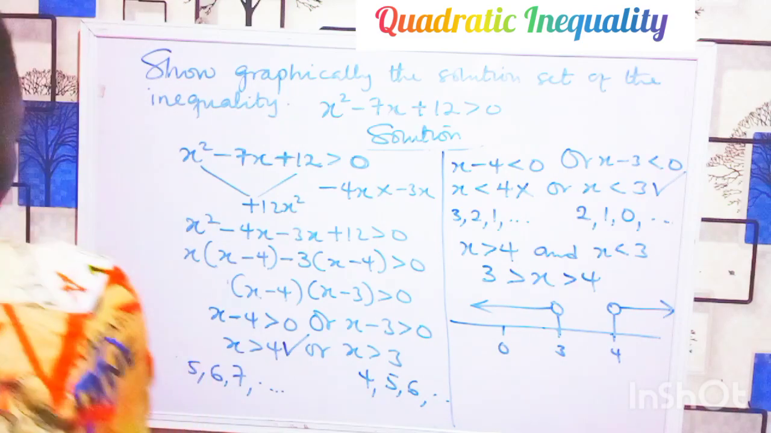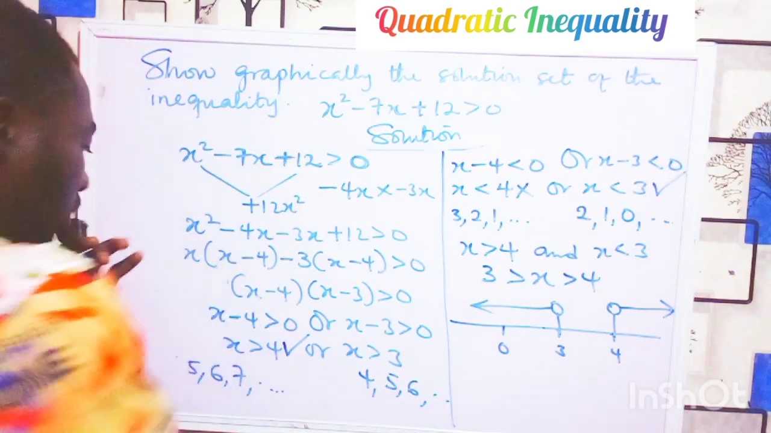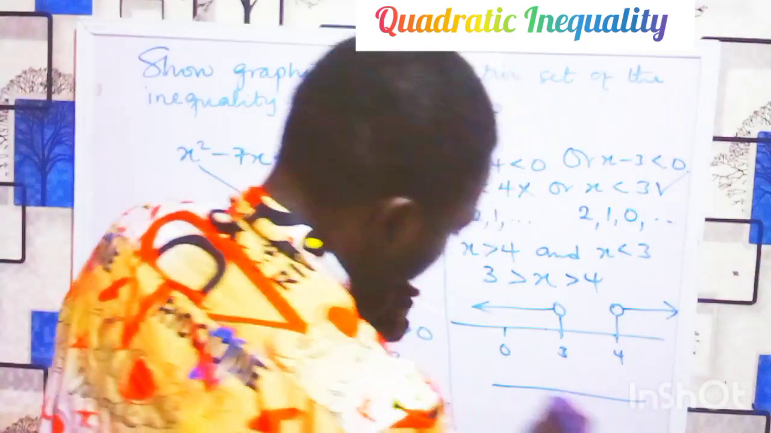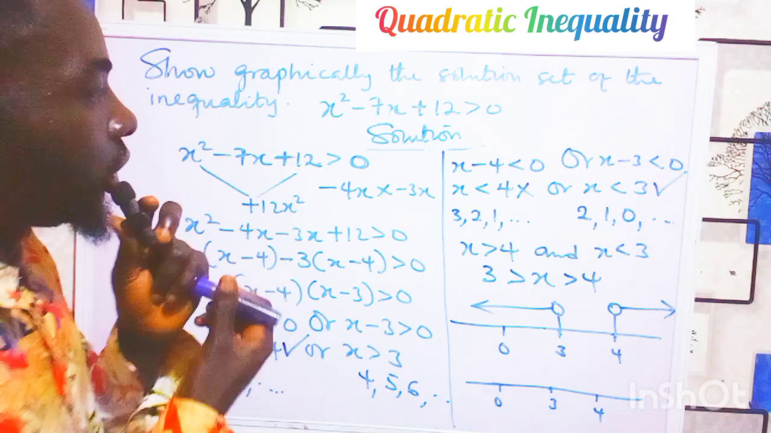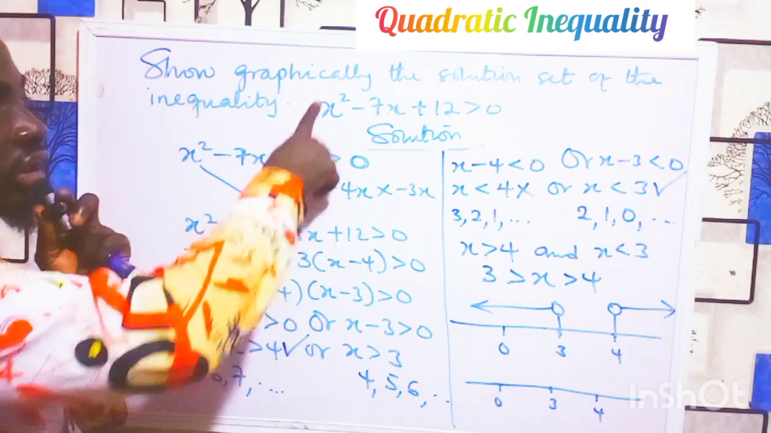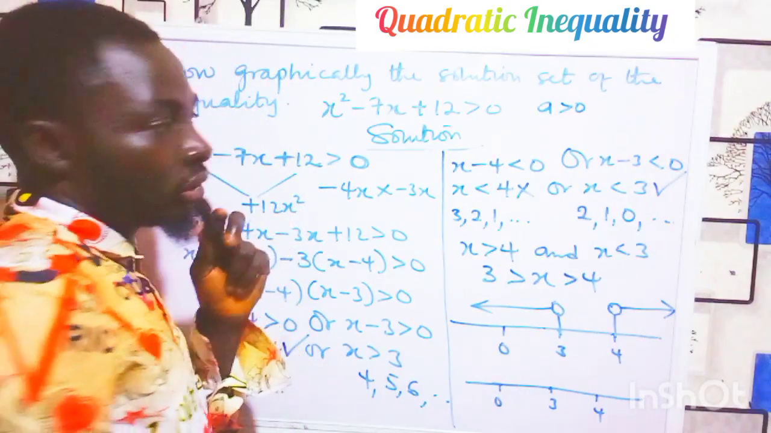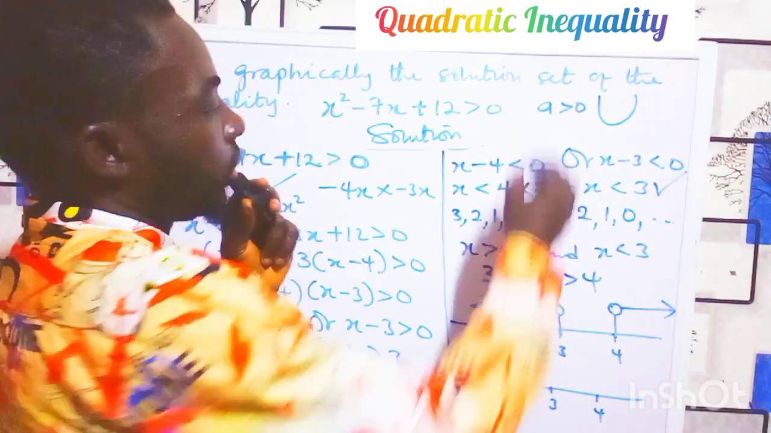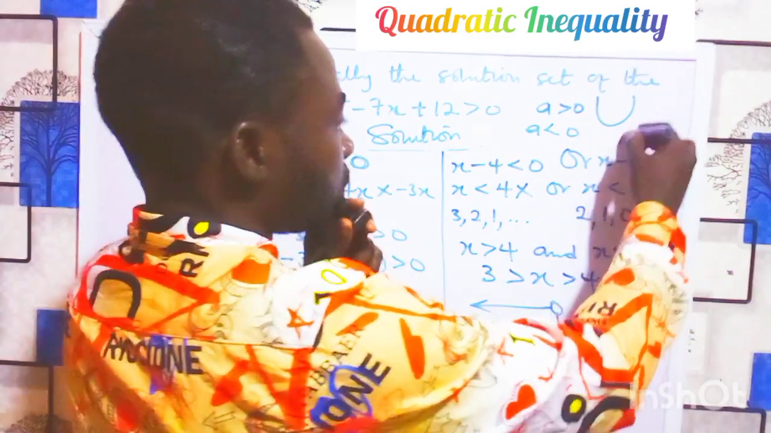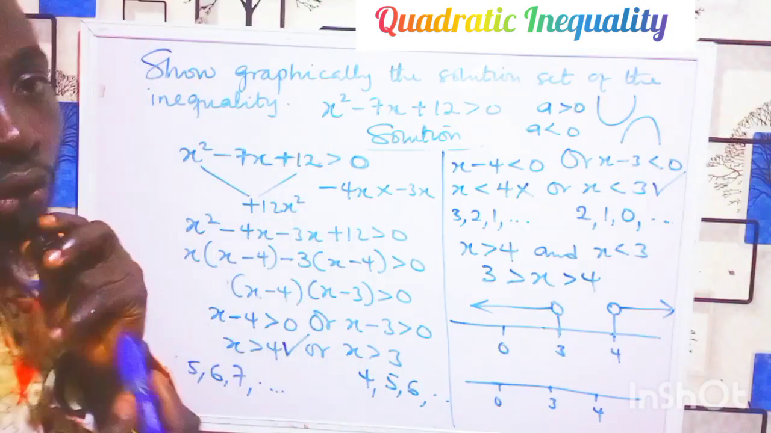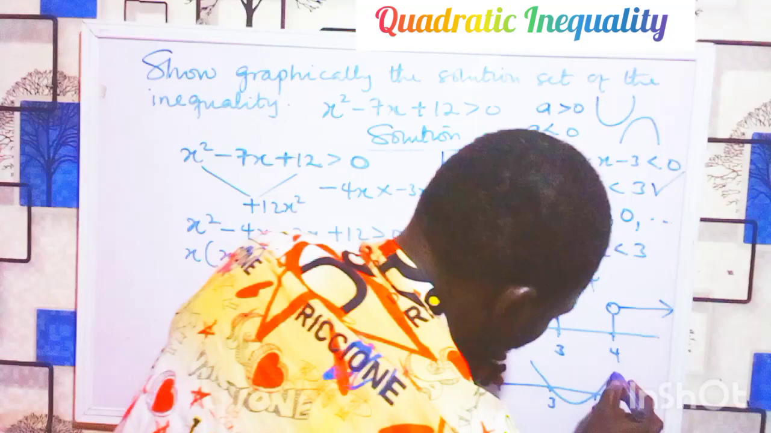Then another way to show it graphically is using our quadratic graph. Using the quadratic graph, I'll just do like this, still the same thing: 0, 3, and 4. Now, you look for the coefficient of x squared. The coefficient of x squared here is 1. Once your a is greater than 0, the sketch of the quadratic graph will be a U shape. But if your a, which is the coefficient of x squared, is less than 0, the graph of the quadratic becomes an N shape. So our coefficient of x squared here is greater than 0, so you are going to have a U shape. So I'm going to have something like this.